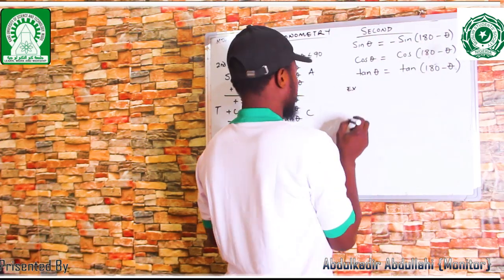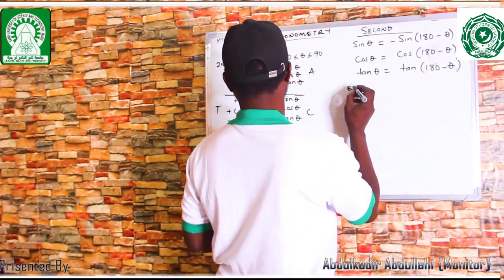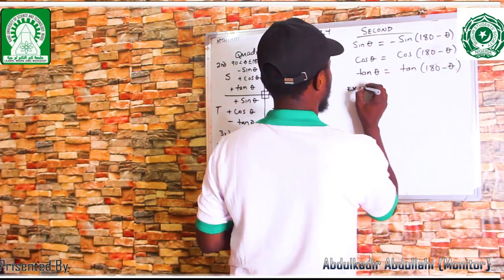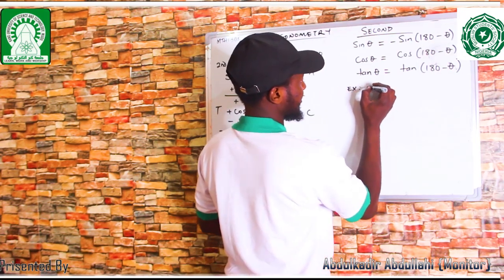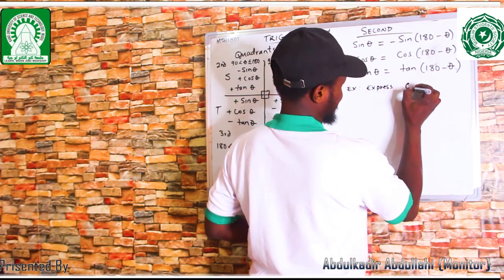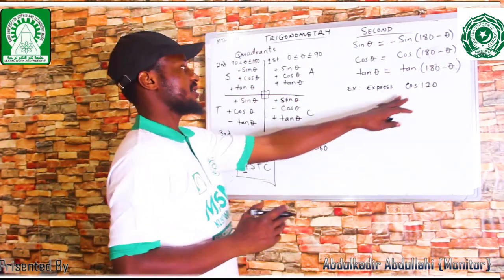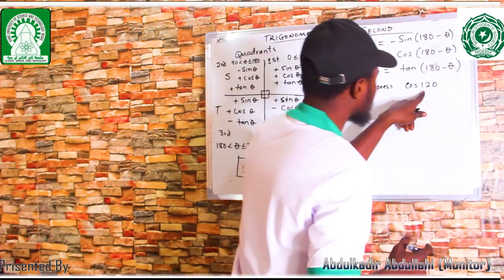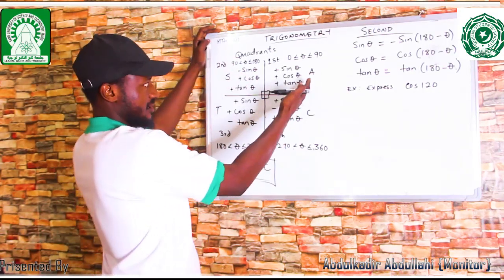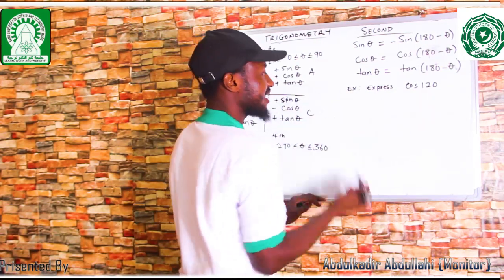For instance, you may be given: express cos 120. If you are given a question like this, the first thing you should do is check where 120 lies. You come to your quadrant. Is 120 here? No. 120 is in between 90 and 180. So therefore, 120 lies in the second quadrant.